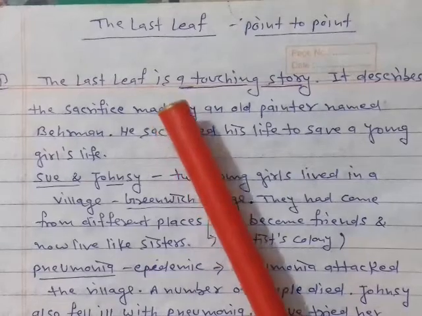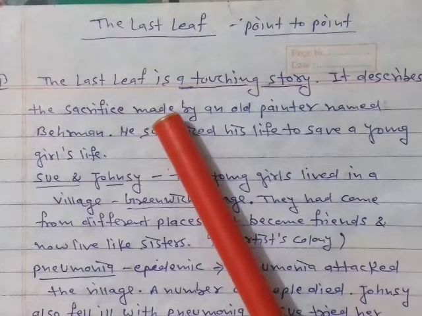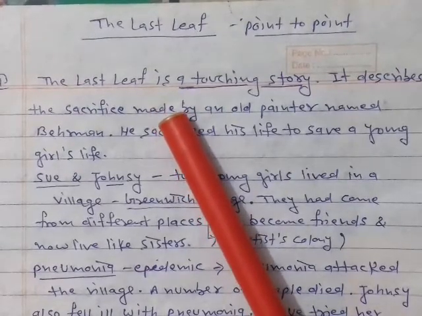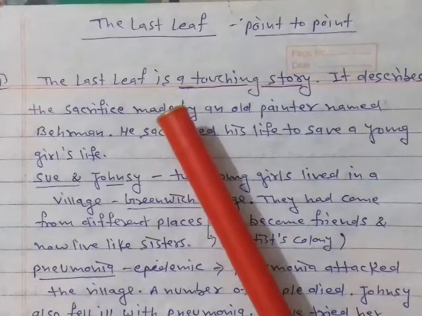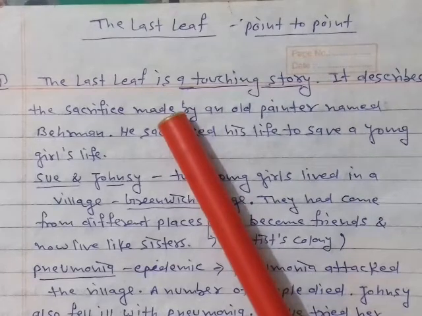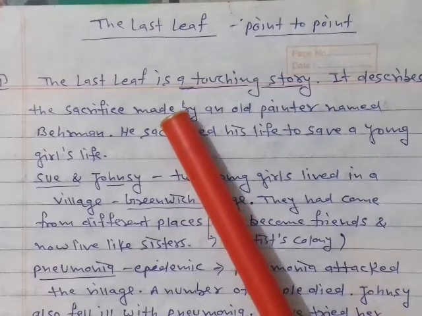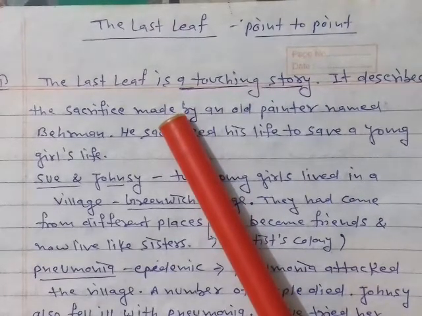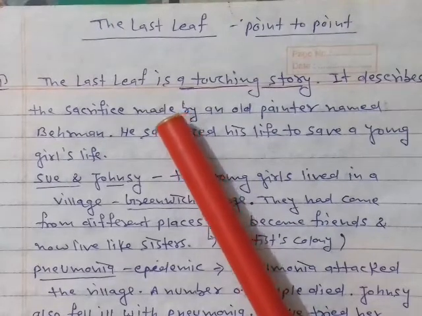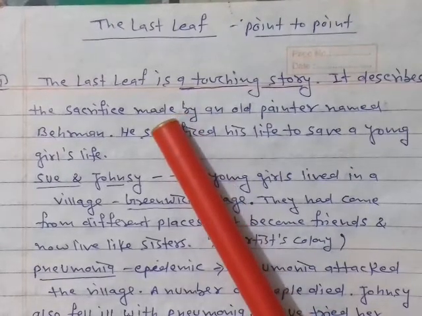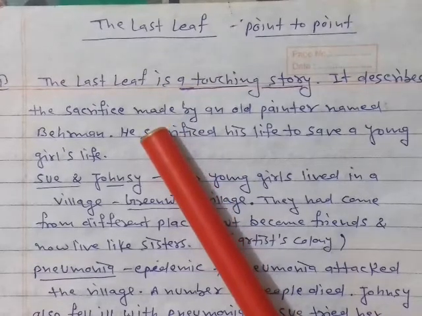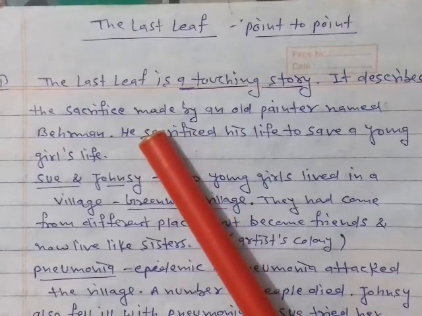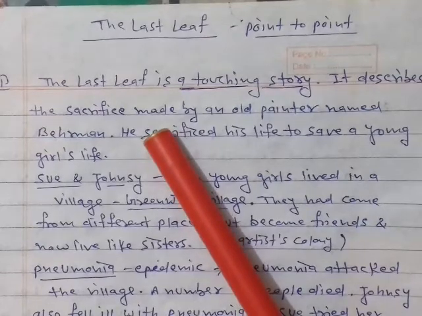ill with pneumonia, and she believes that when the ivy vine on the wall outside her window loses all its leaves, she will also die. The name of her neighbor is Behmen. He is an old man, an old painter. He makes a trick to save the life of Johnsy: he paints a leaf on the wall.